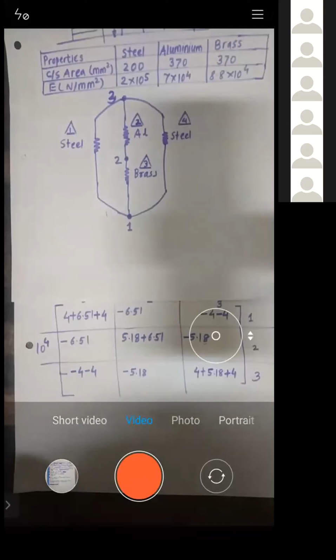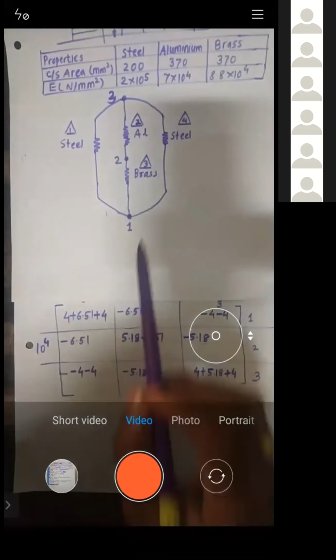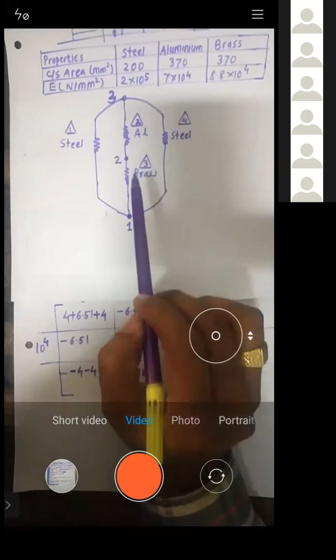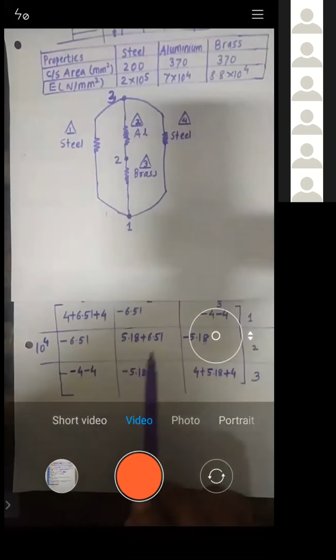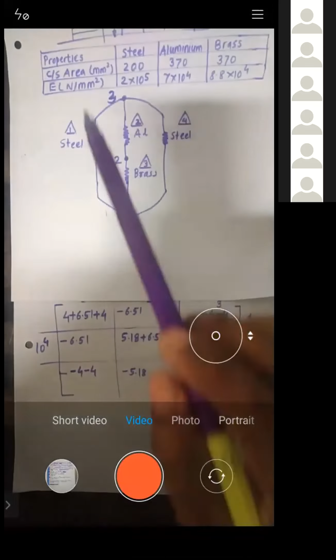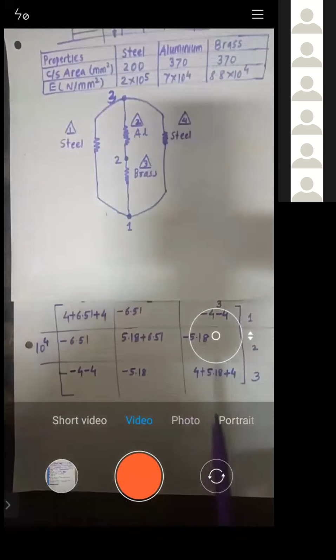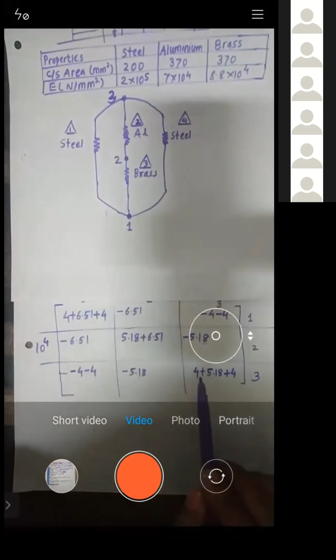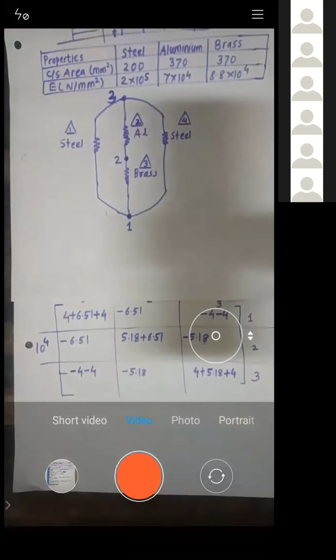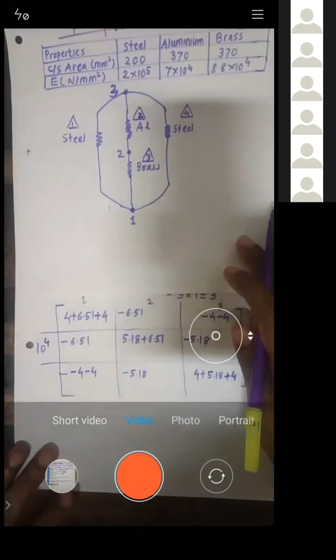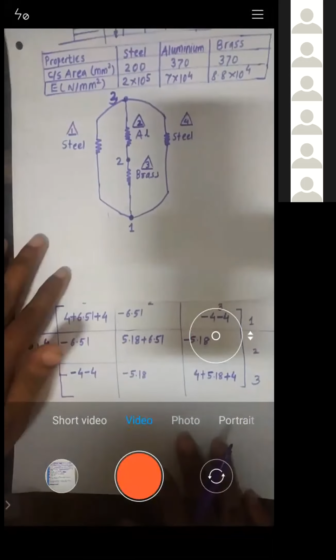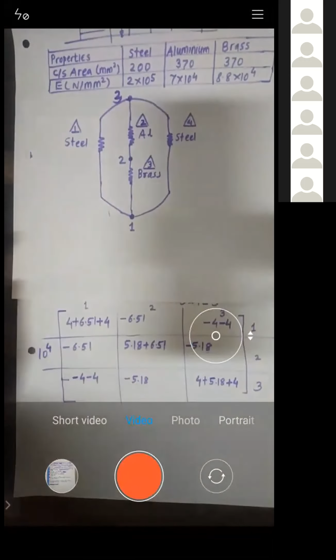Okay. Now talk about node number 2. How many elements are connected? 2 elements are connected. So at 2 2 you are getting 2 terms, right? If you go for node number 3, again 3 elements are connected. So at 3 3 you are getting 3 terms, right? So this is how you are going to verify that the global matrix which you have formed is correct. Is it okay?